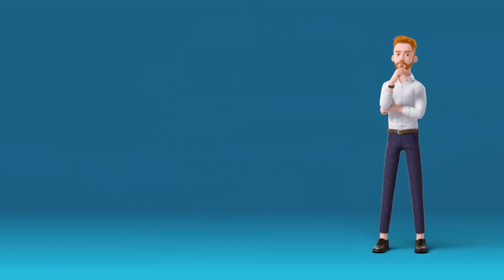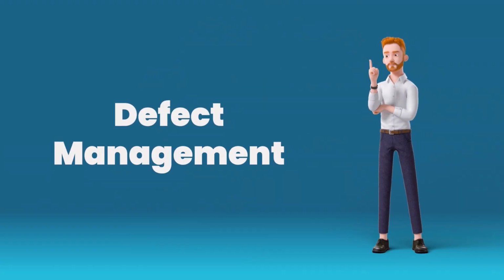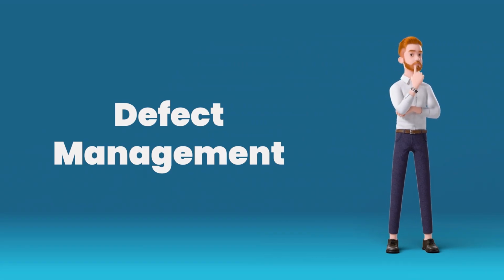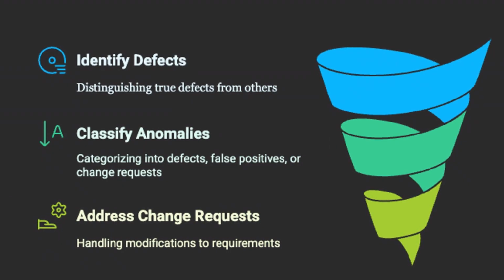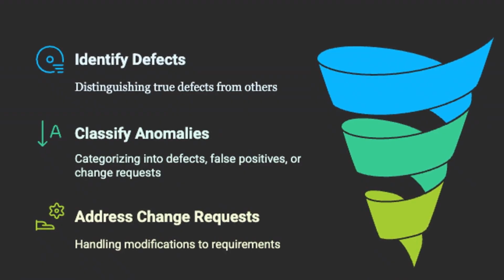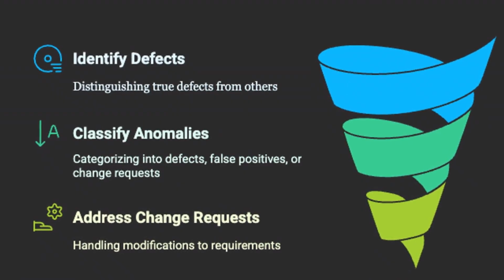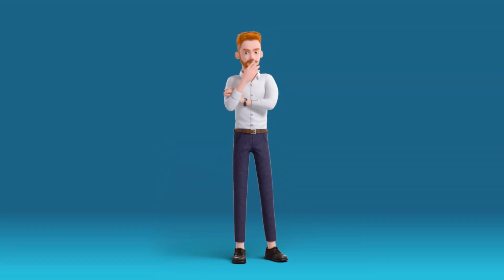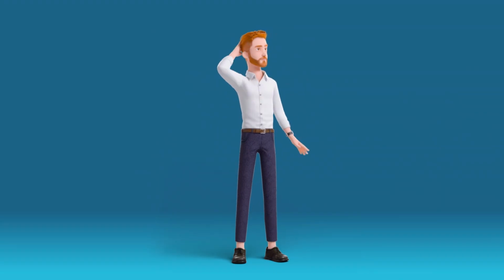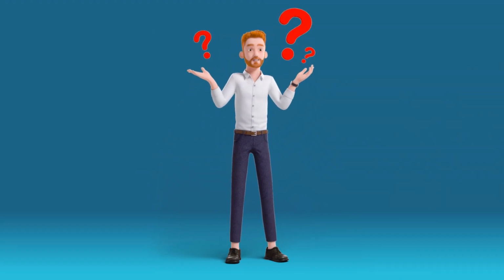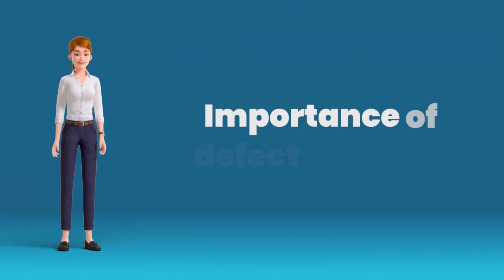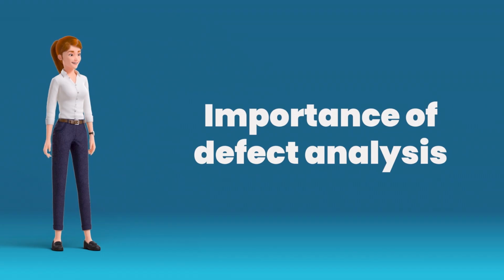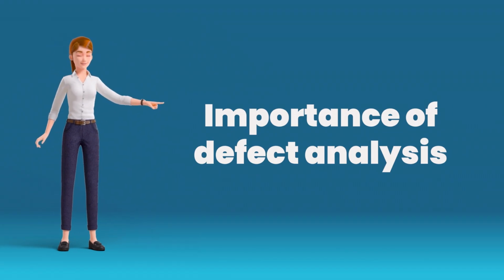That's really useful. Now, speaking of keeping things in check, what about defect management? I assume that's just tracking bugs? Well, it's more than just tracking bugs. Defect management is a structured process to handle all reported anomalies, whether they're actual defects, false positives, or change requests. So just because we report an issue doesn't mean it's actually a defect? Exactly. Sometimes the issue could be due to a misunderstanding of the requirement. That's why defect analysis is important.